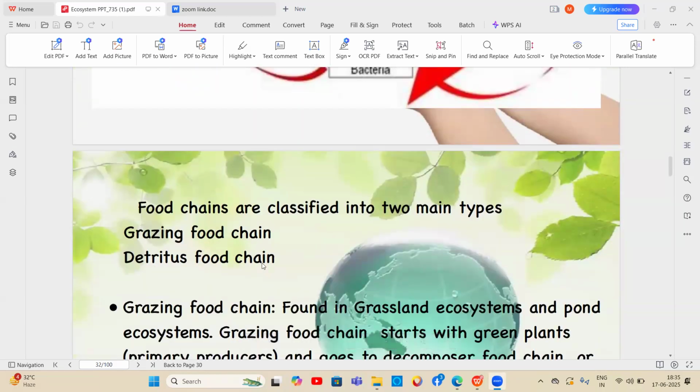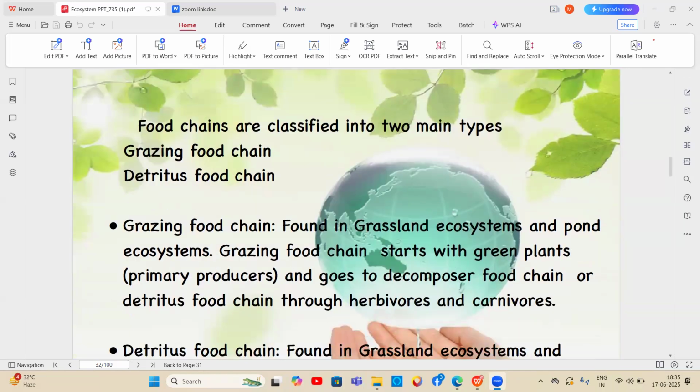Again, these food chains are classified into two main types based on their feeding: the grazing food chain and the detritus food chain. The grazing food chain is generally found in the grassland ecosystem and pond ecosystem. Here the grazing food chain starts with the green plants, that is, the primary producers, and goes to the decomposers. So the first one is the producers.